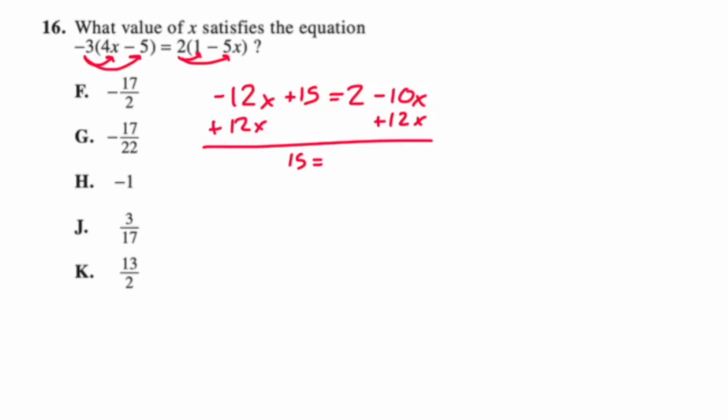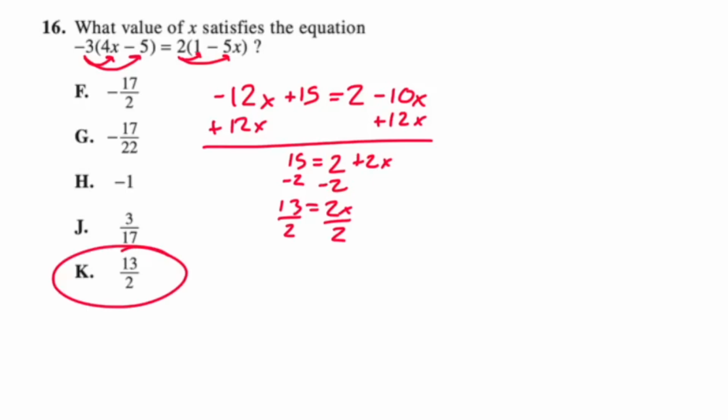So we have 15 equals 2, and then -10 plus 12 is 2, so plus 2x. And then we can subtract the 2, and we get 13 equals 2x, and then divide both sides by 2. So we can see the answer is K. And of course, since this is just solving an equation, the ACT categorizes this problem as algebra.